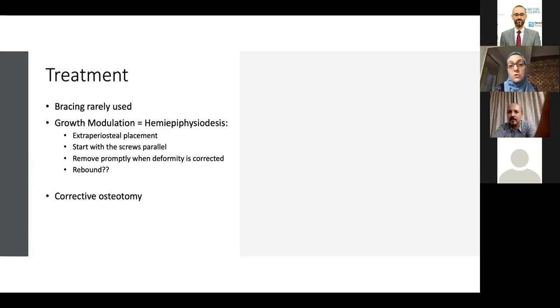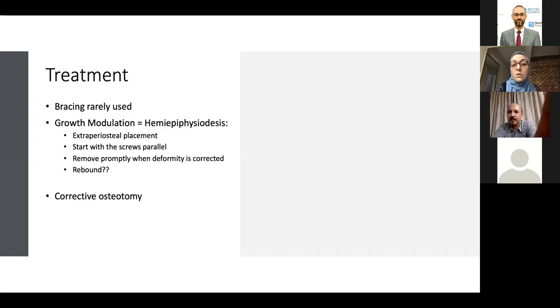What you need to do to guarantee that the surgery you're doing is flexible and reversible is insert the plate in an extraperiosteal fashion. You cannot damage the periosteum or damage the growth plate inserting the plate, otherwise when you remove the plate, you will end up with a fixed bar. So you will not have any chance at having a normal growth after you remove the plates.